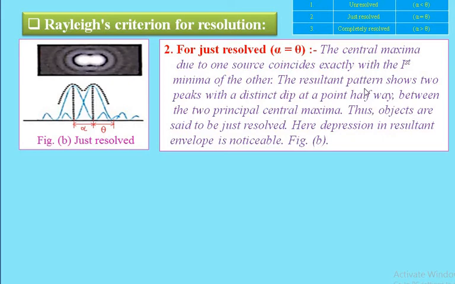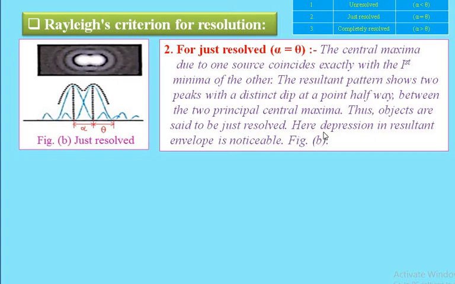And the resultant pattern shows two peaks. The resultant pattern is here one peak and this is the second peak. The resultant pattern shows the two peaks with a distinct dip at a point halfway between the two principal central maxima. Thus, objects are said to be just resolved.